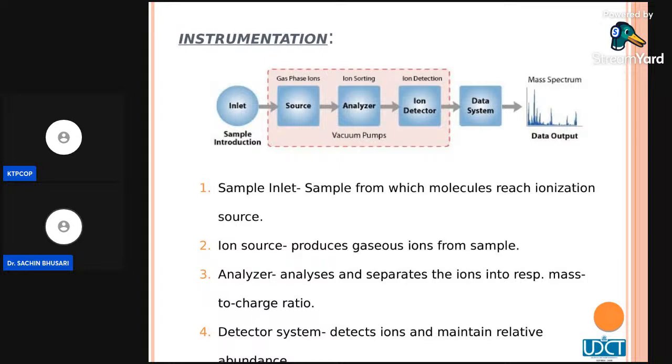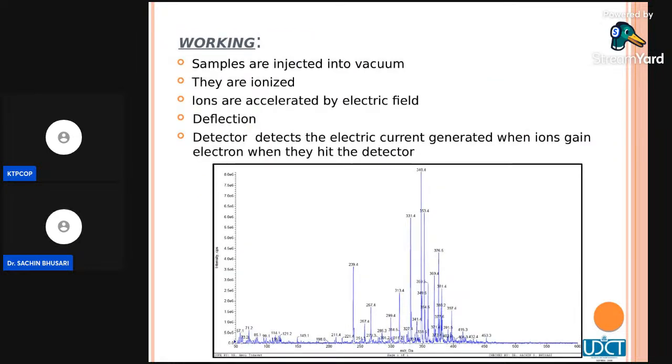So sample inlet is there, ion sources are there. ESI, electrospray ionization, is the most common source of ionization used in LCMS. APCI is also there, but with ESI, 99% of molecules can be fragmented using this ion source. Then analyzers are there. Now the working, you know it, how mass works. Just go through Instrumental Methods of Analysis by Willard, you will get the idea. Basically, samples are injected into vacuum and ionized. Ions get charged, they get deflected, and based on deflection and m/z there is a segregation of the ions, which can be detected by the electron multiplier detectors.